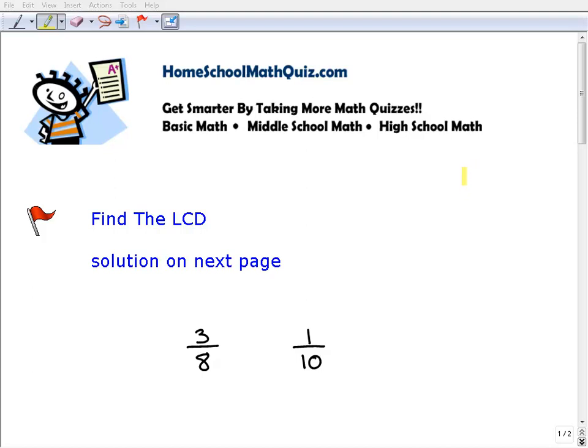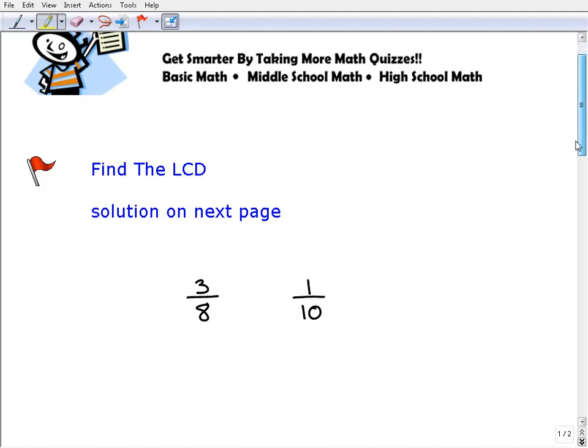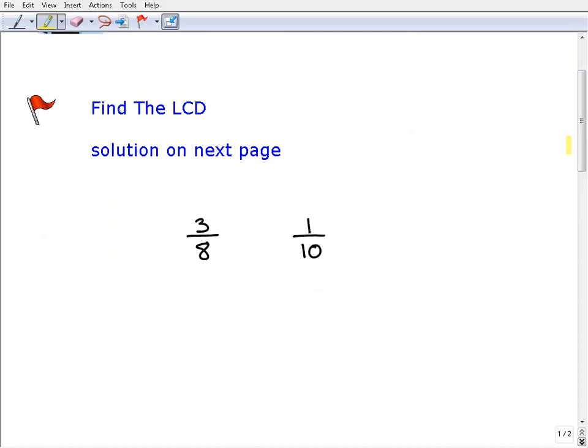Okay, so let's go ahead and take a look at our quiz question here. We want to find the LCD, or the lowest common denominator, given these two fractions. If you haven't tried the problem, maybe you want to try it now. All right, let's take a look at our solution.